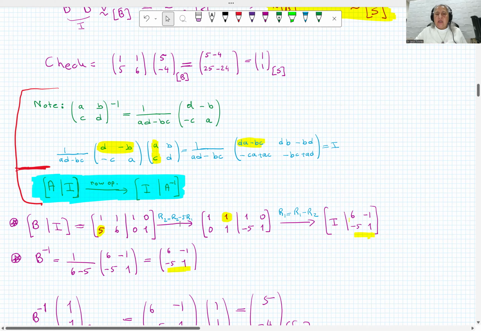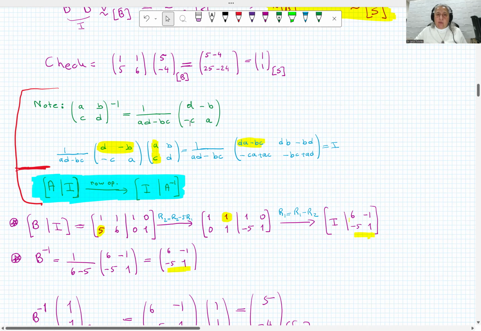So R2 minus 5 R1: minus 5 of this one, minus 5 of this will be here, and there's no change for this element here. So R1 minus R2, you have this, multiply by minus and add here, so that will be 6. We multiply this by minus and add here, that will be minus 1. So you have 6, minus 5, minus 1, 1.